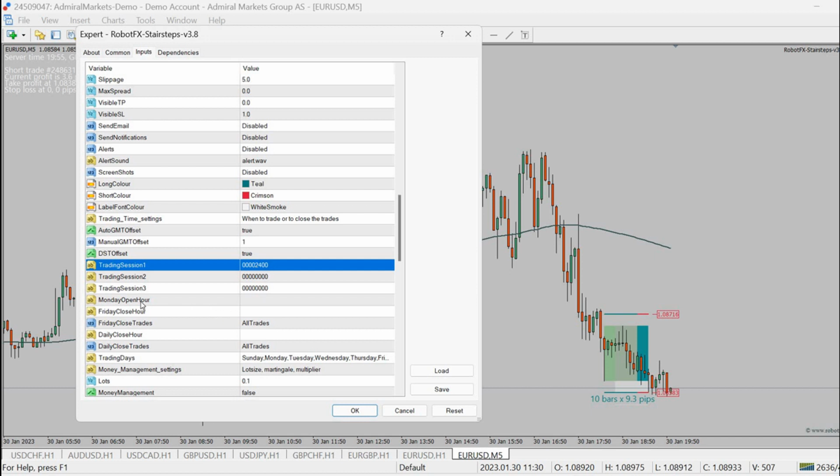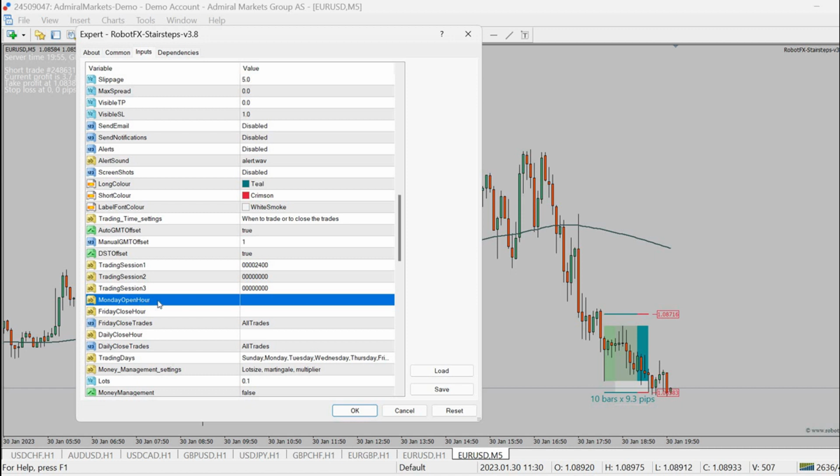Now, there's the possibility to set the Monday open hour. This is to instruct the expert advisor when to start trading, or when it is allowed to open trades, starting from Monday, and this is in hour, minute. So if I want the expert advisor to start trading from 8 o'clock, but not earlier, I will enter here 8 o'clock and 0 minutes.